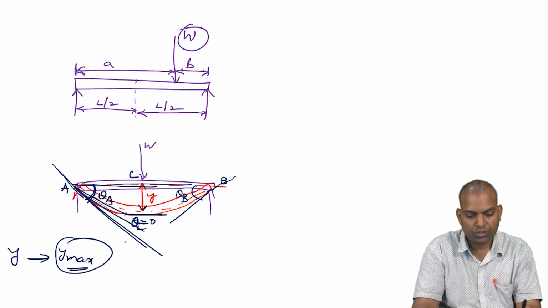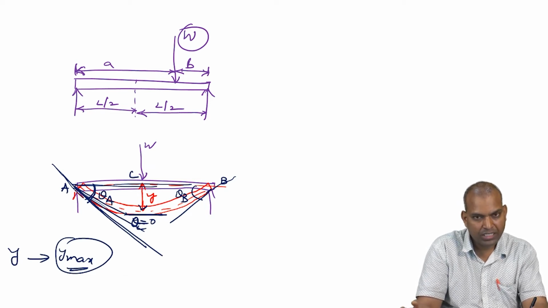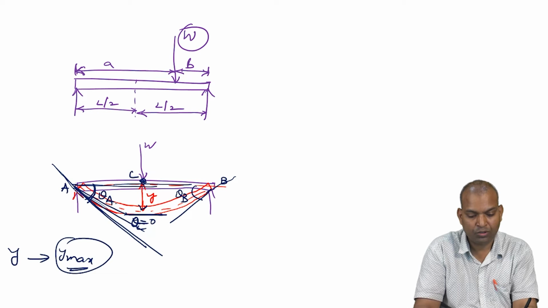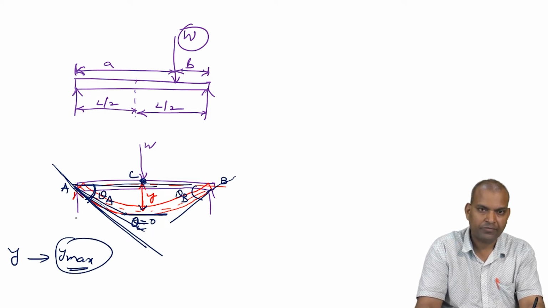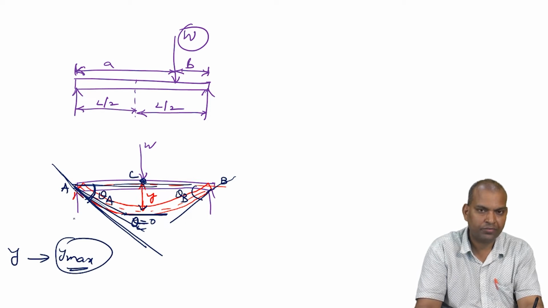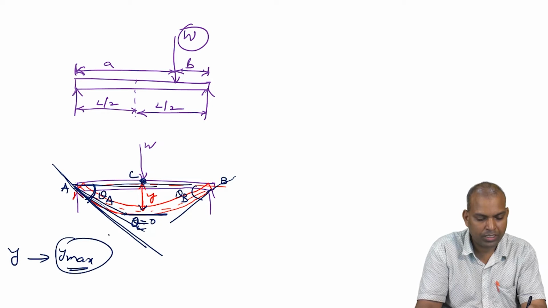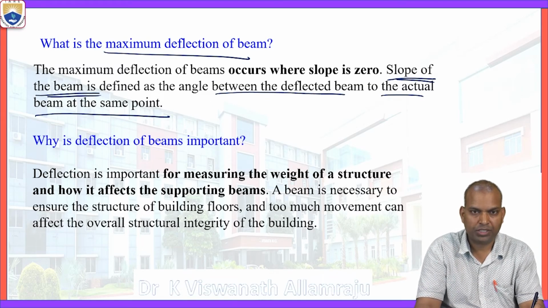So how can we know this? When deflection occurs, only then does the slope come into the picture. But at the maximum deflection, the slope becomes 0 at the center load, at the center point. The slope is 0 degrees, 0 radians here. In terms of angle we use degrees, but in calculation we use units of radians. Now that is known as the slope and the maximum deflection.